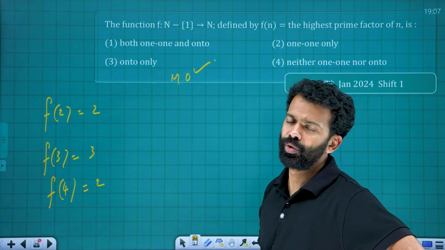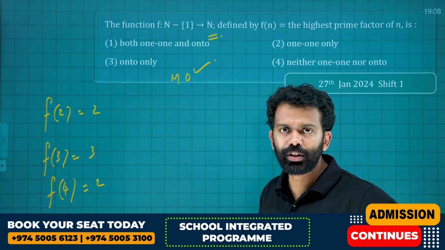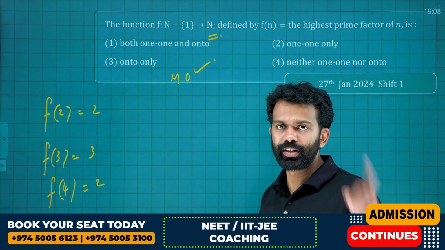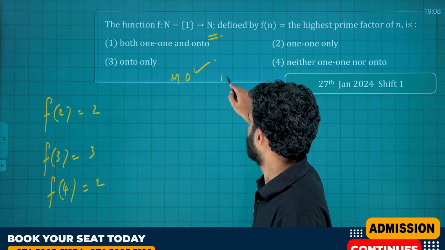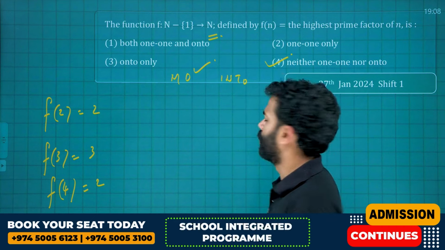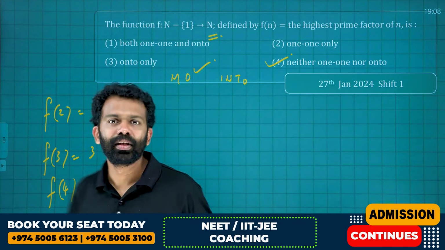And what about onto or into? It will be into. Why? Because 1 is in the codomain. It is never been used and we are never going to use it because 1 is not a prime number. Therefore it is an into function. That is neither one-one nor onto. That is many one into. Done. Next one.